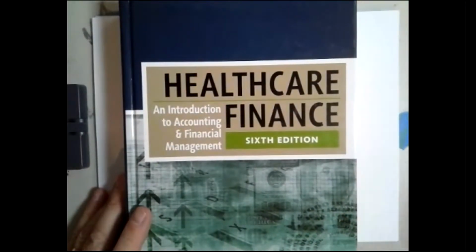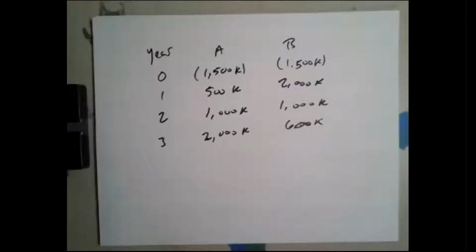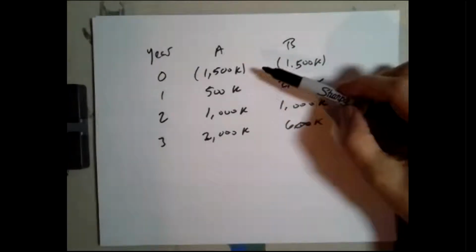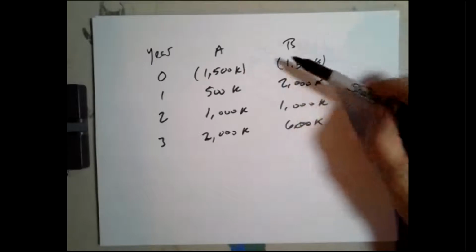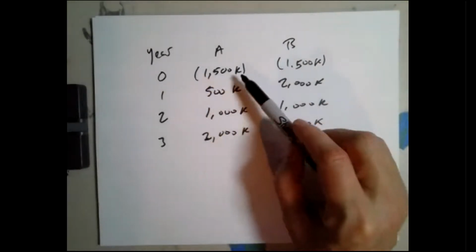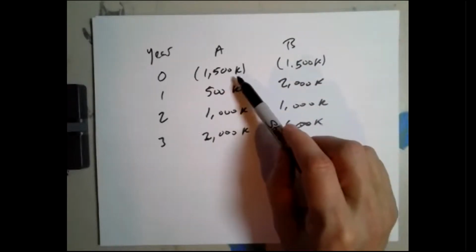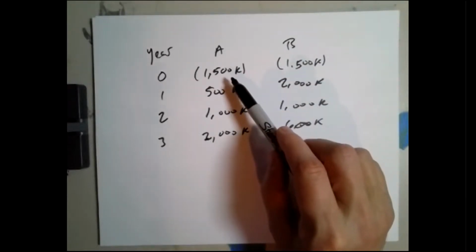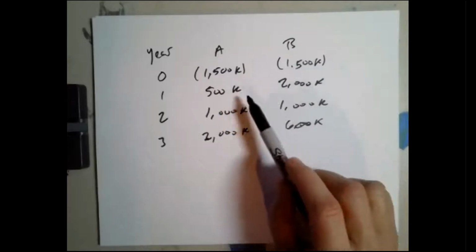This video will work through problem 14.2 from Gapenski's Healthcare Finance, 6th edition. In problem 14.2, we are presented with two projects. Both projects have an investment cost of 1.5 million, so our cash flow is a negative 1.5 million for both at year zero, or time zero.